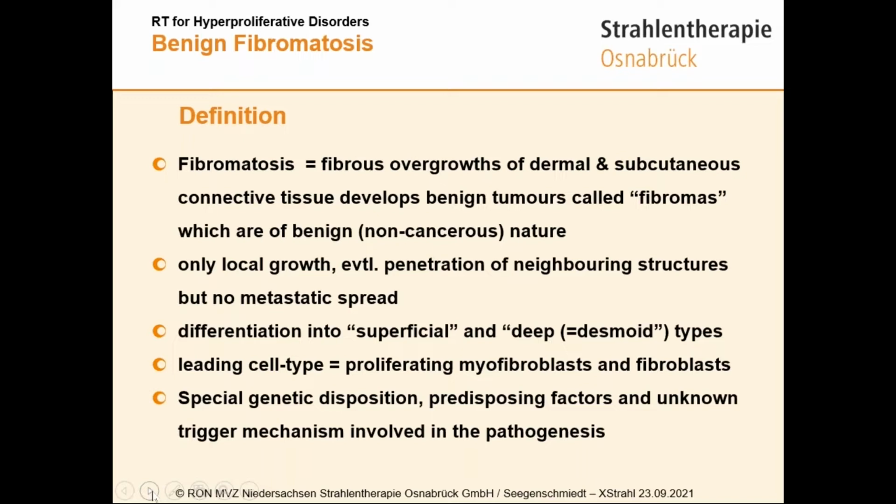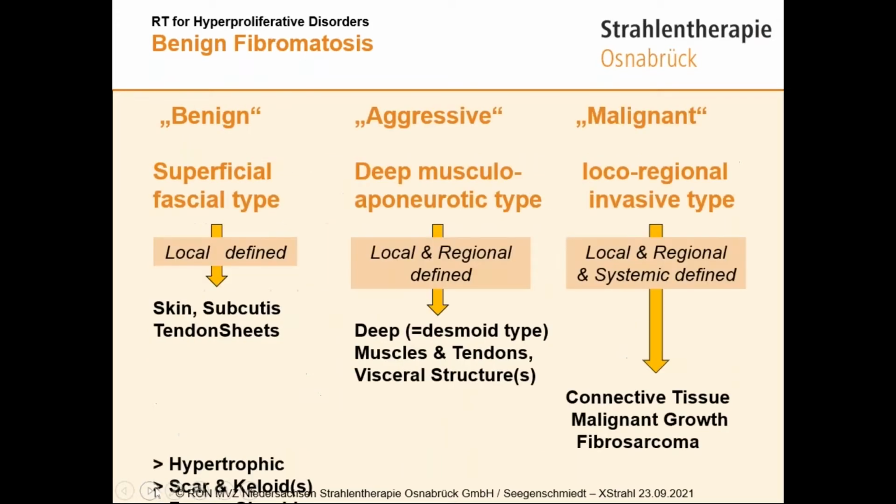They can be differentiated into superficial and deep, so-called desmoid types. The leading cell type in fibromatosis is a proliferating myofibroblast and fibroblast. They have special genetic dispositions in various disease types, predisposing factors, and unknown trigger mechanisms which are involved in the pathogenesis. You will hear in this webinar biological background as well as clinical situations in which radiotherapy is a worthwhile tool to treat those fibromatoses.